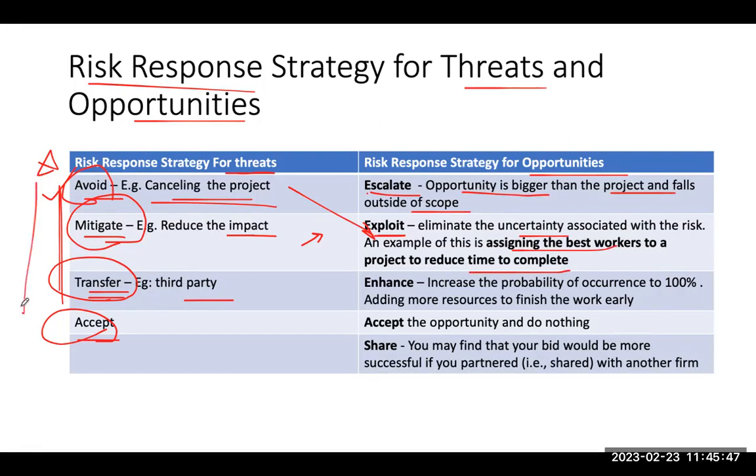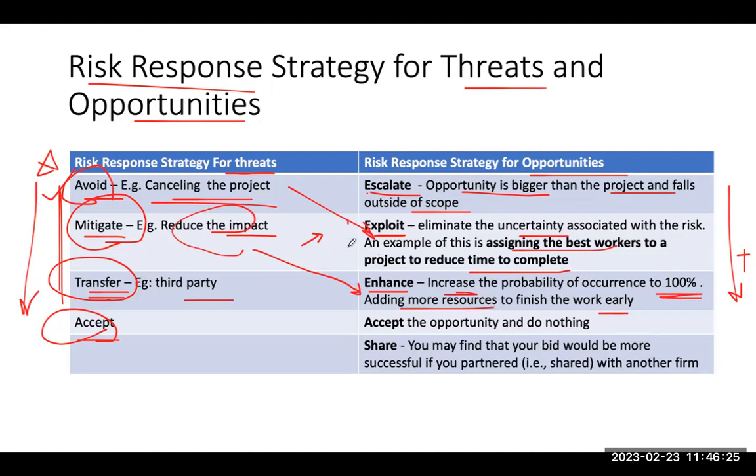If you notice, these all talk about negative risks and these all talk about positive risks. Another response strategy is enhance. Here we are doing something to increase the probability of occurrence to 100%. As you notice, this is the direct opposite of mitigate. In mitigate, we do something to reduce the impact and the probability, whereas here we are doing something to increase the probability to 100%. For example, adding more resources to finish the work early.